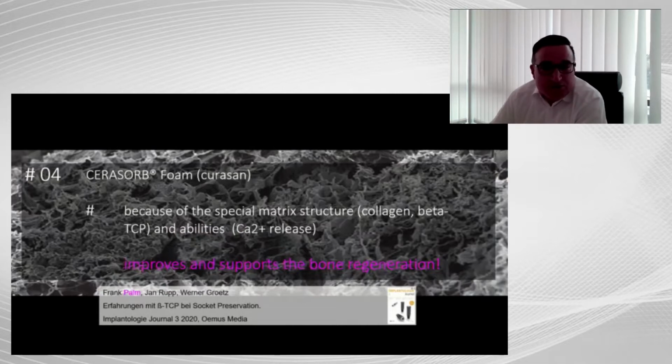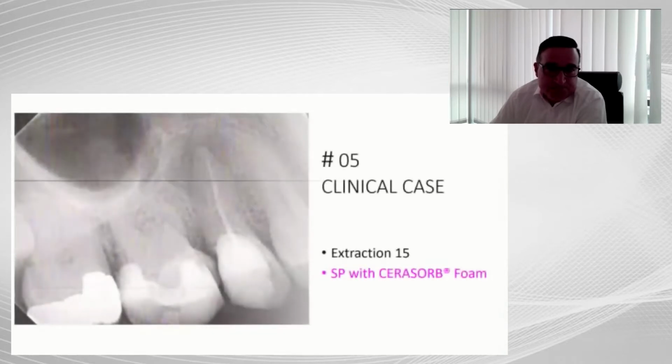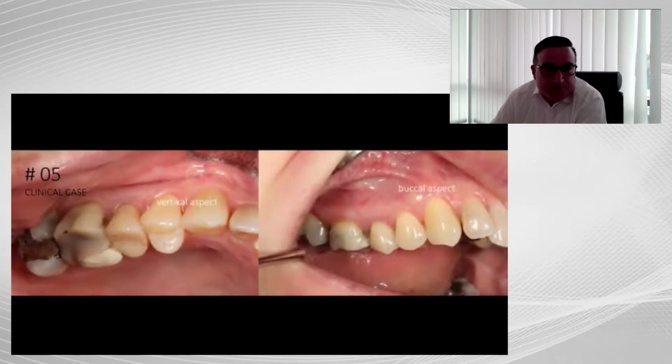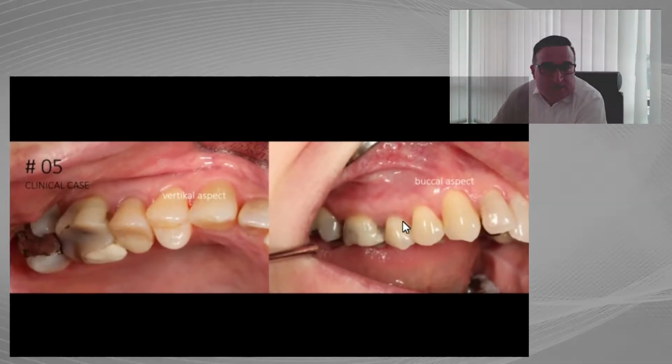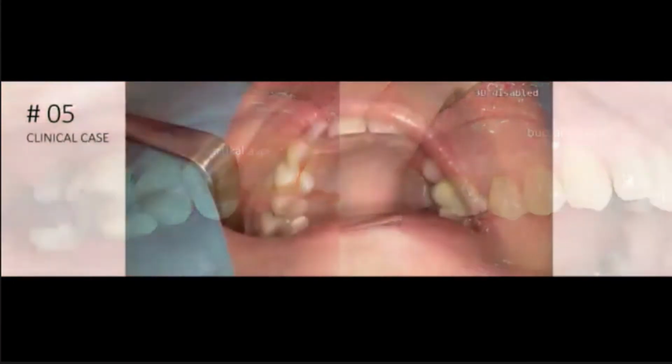And with this knowledge and this background, I would like to present you 2 cases. The first case, as you can see here, is an endodontic failure on tooth 1-5. Here you can see the vertical aspect. Here you can see the view from the buccal.